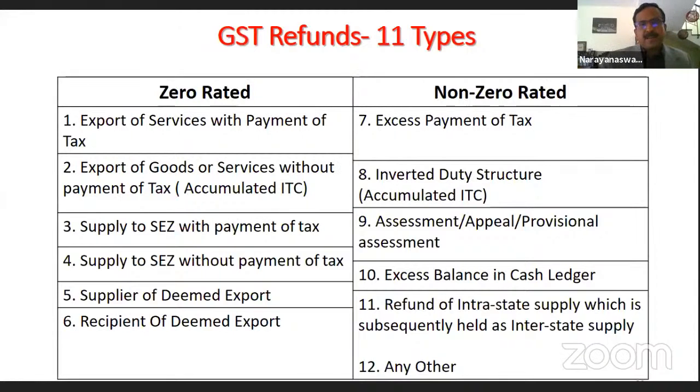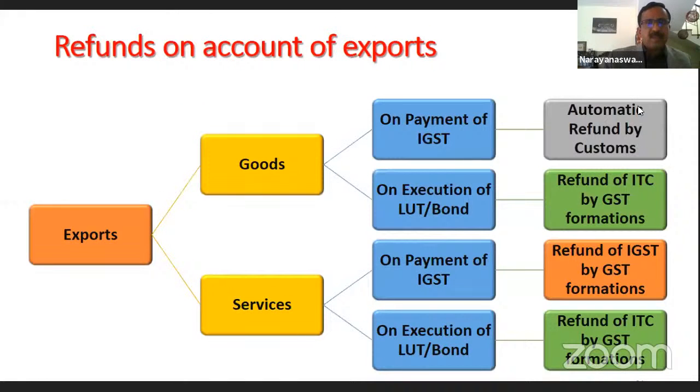And refunds can arise out of your appeals and provisional assessment. And as I was saying, it could be a balance in the cash ledger. You might have paid excess tax, or you might have paid wrongly also. All those refunds can be obtained by you. The 11th one is basically if you pay wrongly IGST instead of CGST and SGST, you have to pay CGST and SGST separately, but get the refund of IGST.